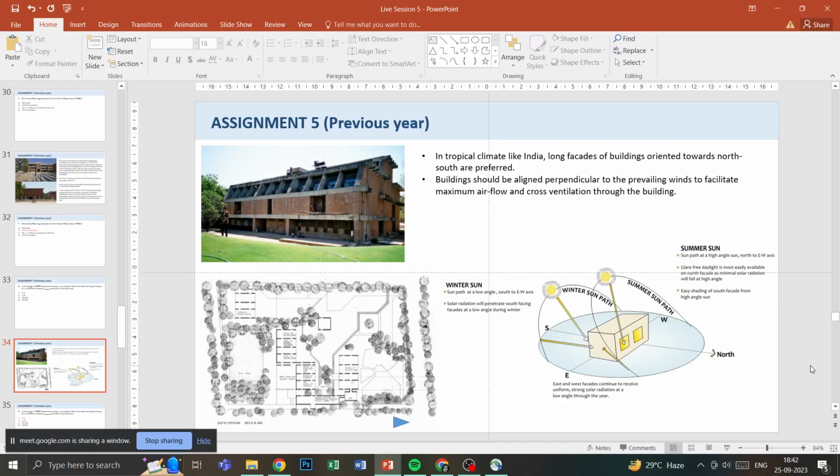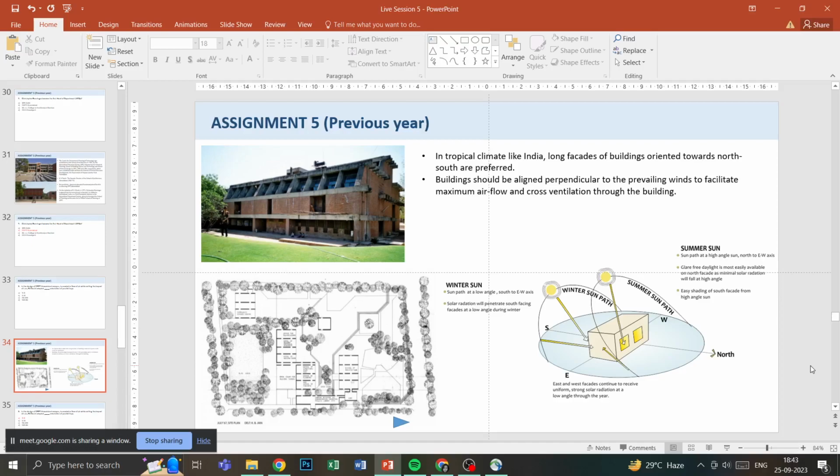So there is no direct penetration of sun, which is why the north facade can be used for windows, for maximum light inside the building. While on the south facade, you need to provide brise-soleil or shading devices or chhajjas, any kind of shading device, which can cut off the harsh summer sun, because south gets the most summer sun.